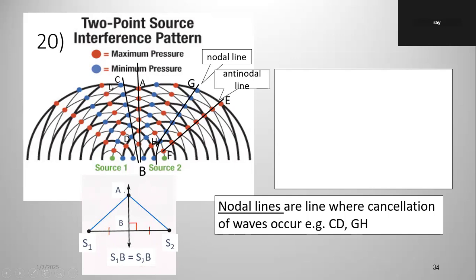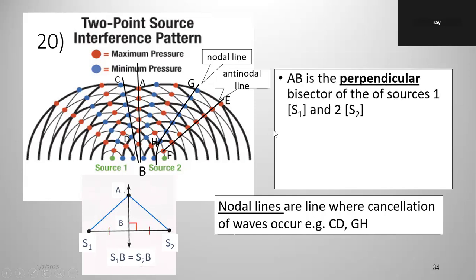Example, this one. The darker one is the crest. The trough is the one less dark. So there's destructive interference where crest and trough meet.